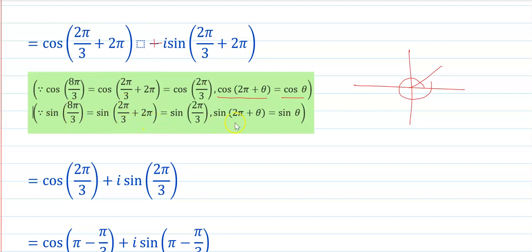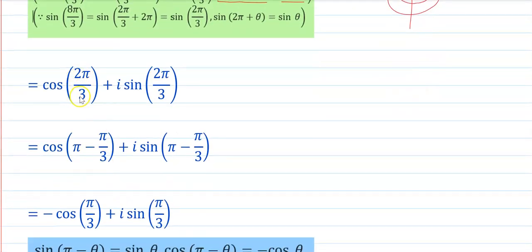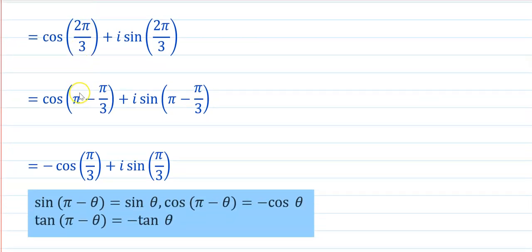Meaning again, which quadrant will it come in? In the first quadrant, both sin and cos are positive, and therefore sine of 2 pi by 3 plus 2 pi is again the sine of 2 pi by 3, and this is the cos of 2 pi by 3. Again this 2 pi by 3, how can we write it? That is pi minus pi by 3, and again this is pi minus pi by 3.